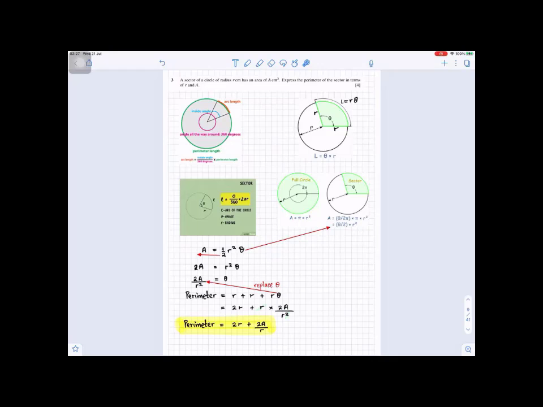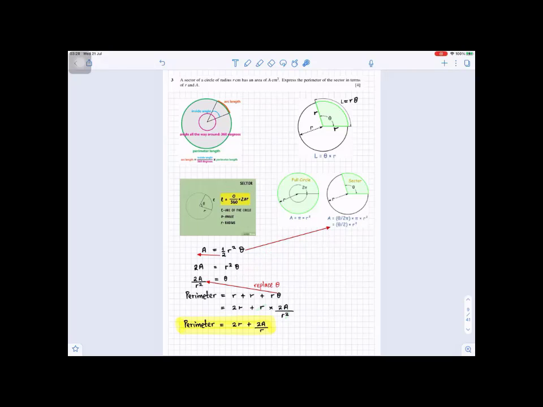So area is a, so 2a is equal to r squared theta. The 2 goes to the left side, it becomes 2 times a, which is 2a, equal to r squared theta. Divide by r squared. 2a divided by r squared is equal to theta.